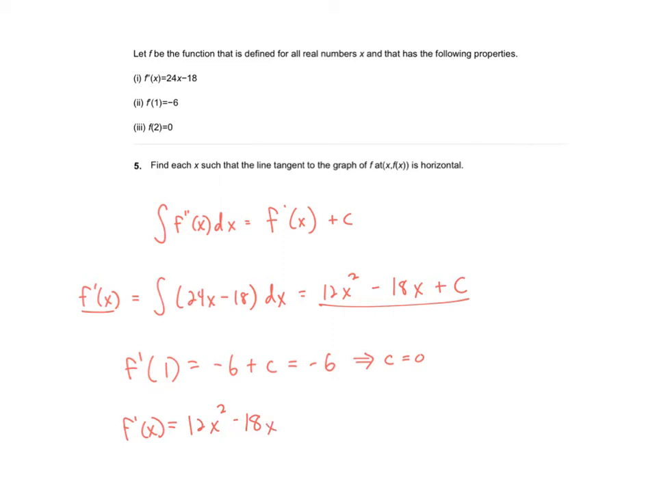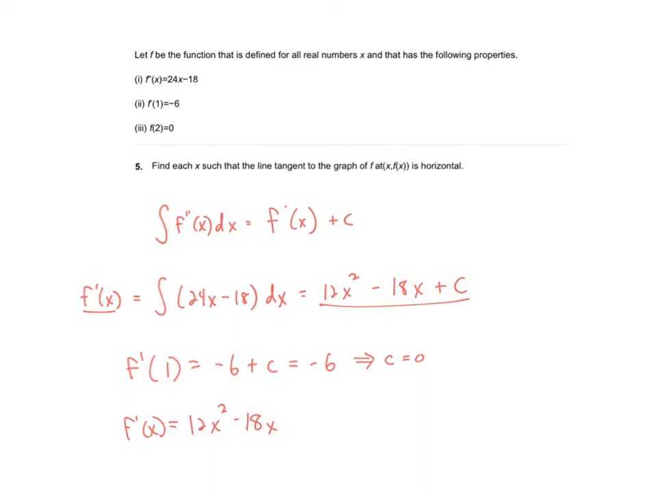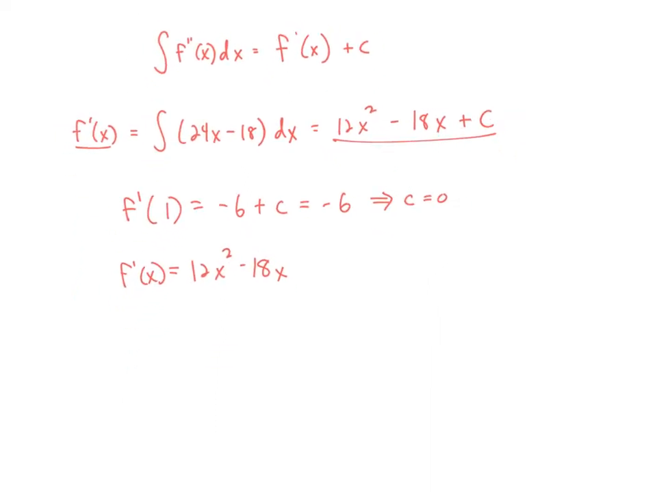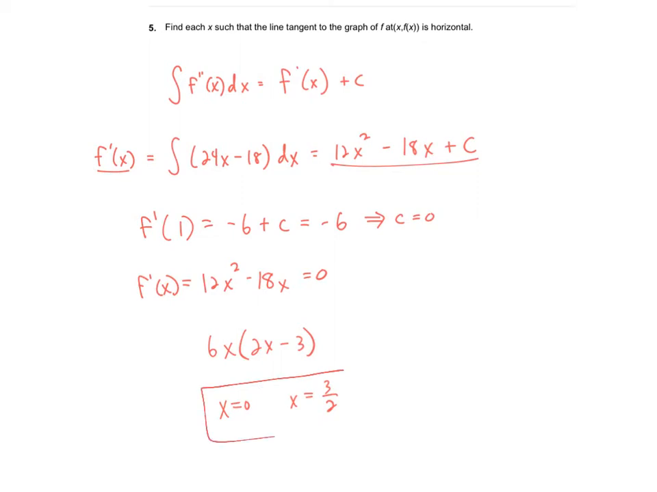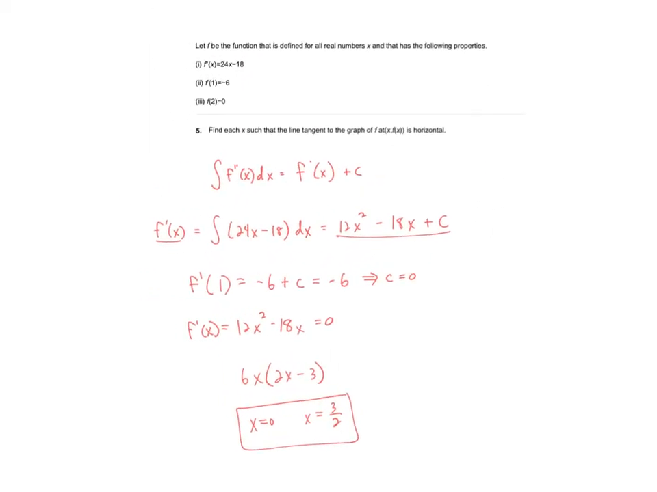Okay, and then so now we've got the derivative of f like we wanted, and now we just want to know where or when this is 0. Find each x that the line tangent to the graph is horizontal. Okay, so we just set this equal to 0. Factor out a 6x maybe. And then we can see x is either 0 or 3 over 2. Okay, and that's it.